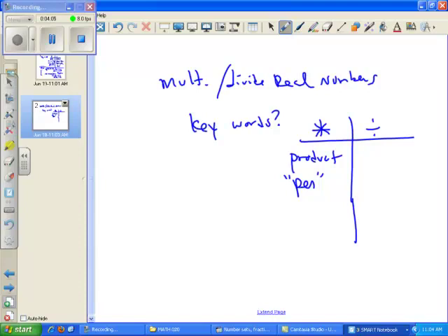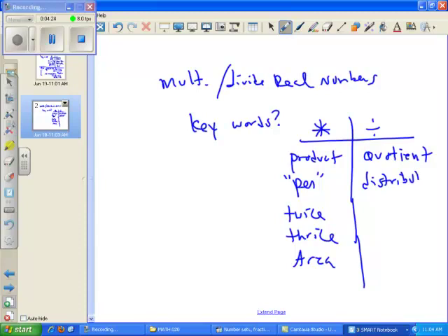So be on the lookout for per. Sometimes words like twice, thrice, area, those are all keywords for multiplication. For division, you're looking at words like quotient. There aren't a lot of keywords for division. Sometimes words like distributed evenly. So if I have $1,000 and I'm going to distribute it evenly among 5 people, how much will they each get? So words like that.